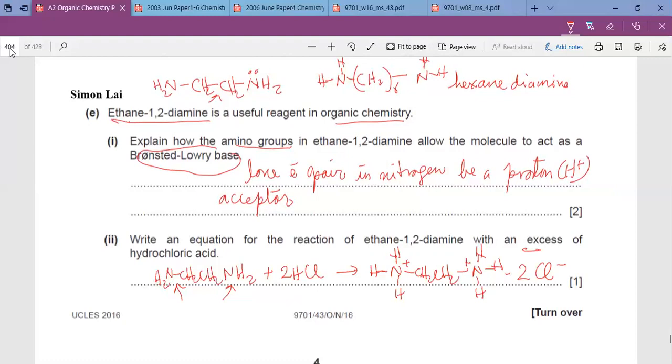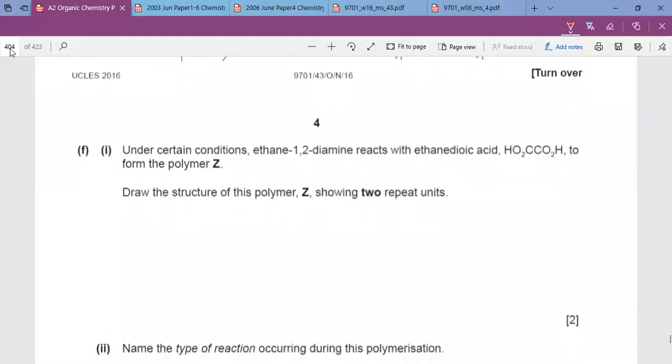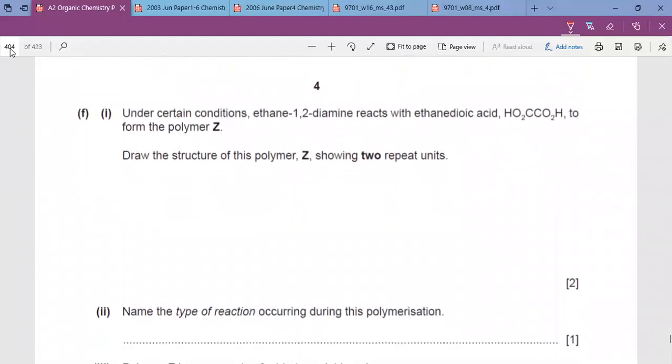Okay, now here, under certain conditions ethane-1,2-diamine reacts with a diacid. Ethane means two carbons. The A here means the carbon has four bonds. Dioic acid means two carboxylic acids, to form polymer Z. Draw the structure showing two repeating units. Understand? Two repeat units, that means very long, no?